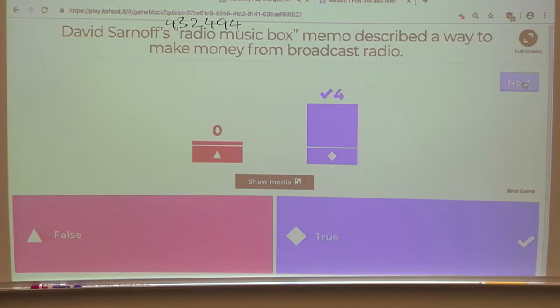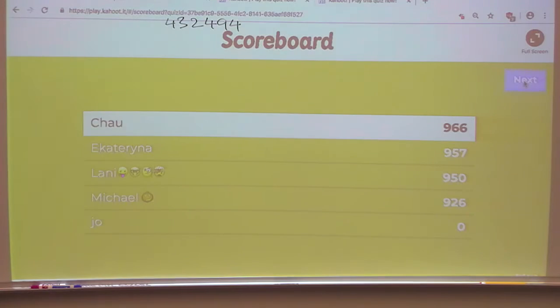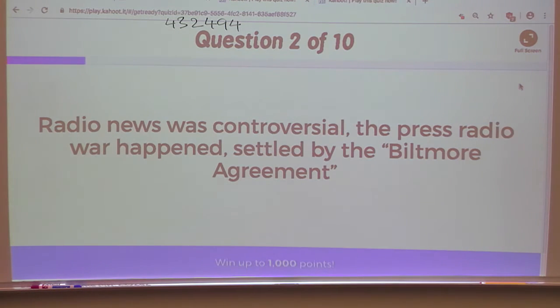Correct. So in the early days of radio, they really didn't know how they were going to make money on it, but Sarnoff was one of the visionaries of the radio business, said, hey, you can send music into people's homes and make a mass entertainment medium out of this.